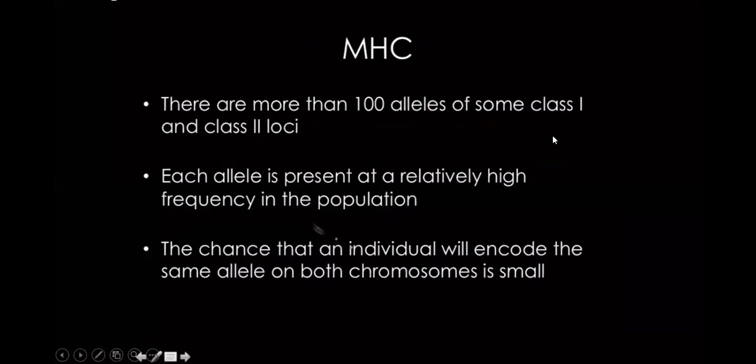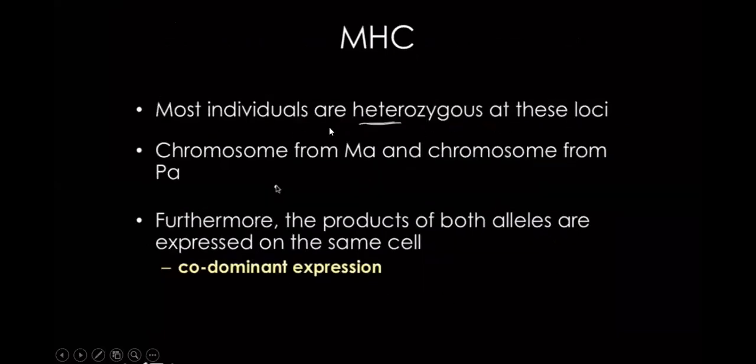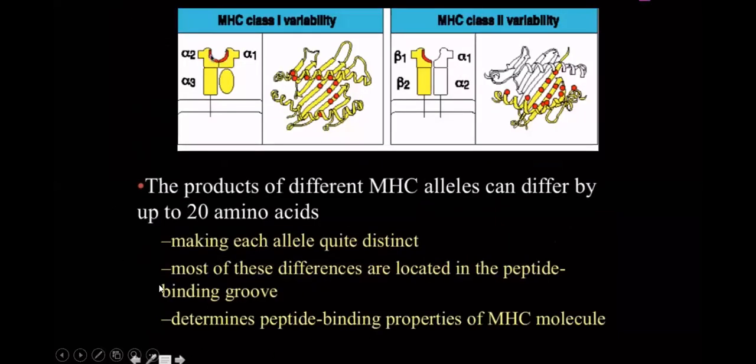There are more than 100 alleles of the class 1 and class 2 loci. Each allele will be represented at relatively high frequency in a given population. An individual will get the alleles from parents on a given chromosome, and it is always heterozygous. It cannot be a case of homozygous, maternal and paternal, and they express together in a given cell, codominant expression.